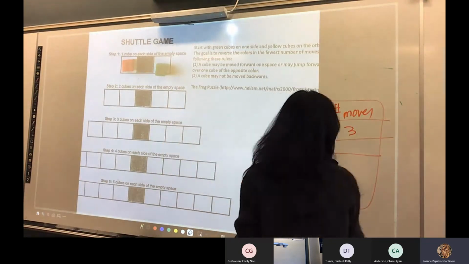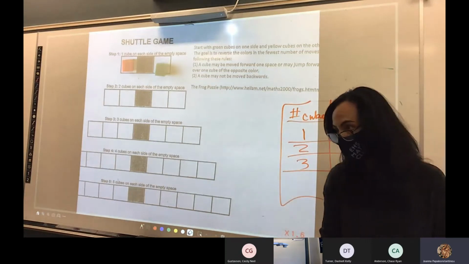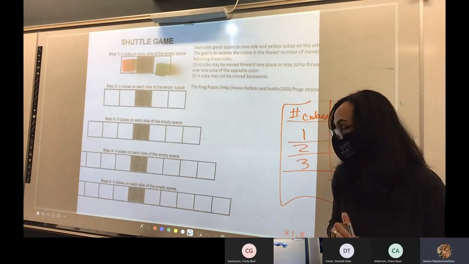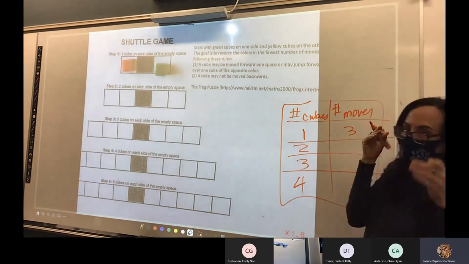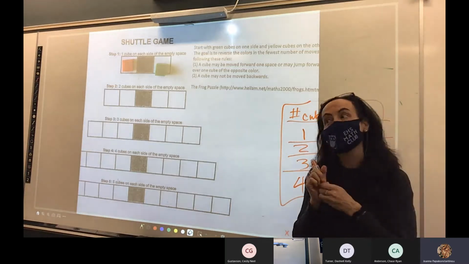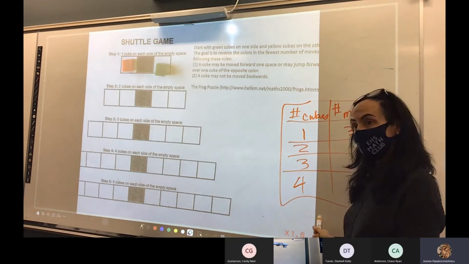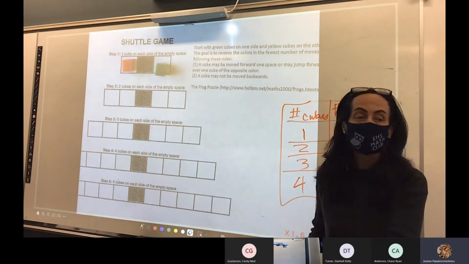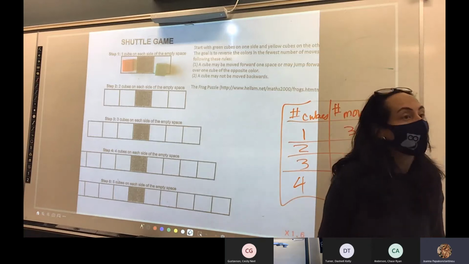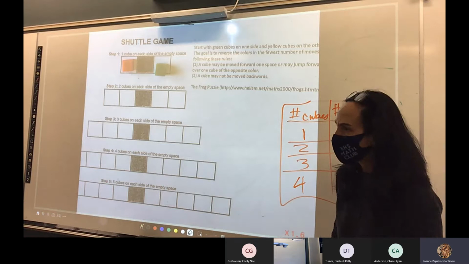Then 3. What is the minimum? There's only one right answer if you're doing the correct, appropriate move. Okay? Once you get up to 4, you should be able to look at the table and find a pattern and try to come up with the rule. If you think you have the right number, I'm happy to look at it and say, no, you don't have the right number. Move on. Next.